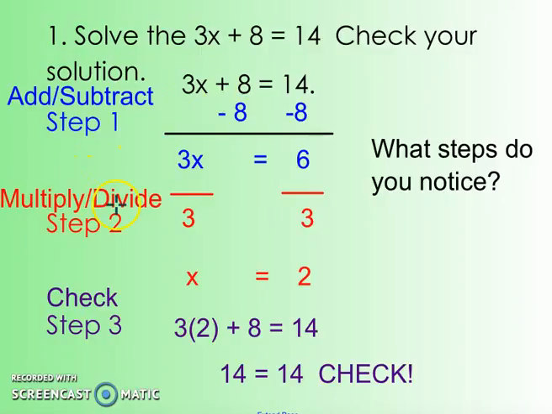Then after that, we multiply or divide depending on what we see. Notice the 3 was next to the variable, so that's times, and the inverse of that is division. And then our third step is always check. We need to check and make sure. I know this is the opposite order than normal, because usually in order of operations, we multiply or divide first, and then we add or subtract. It is opposite when it comes to solving equations.